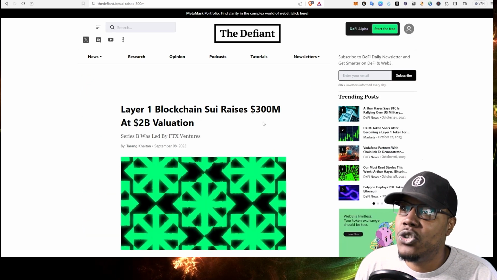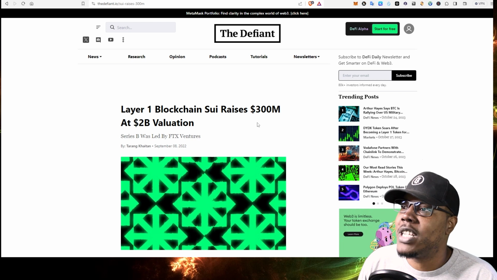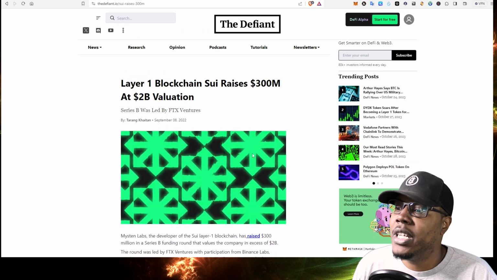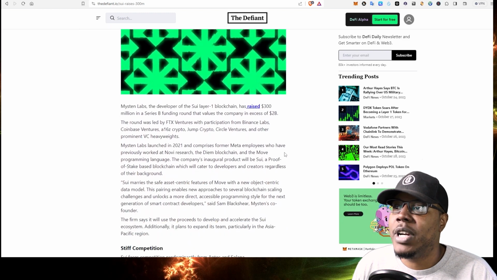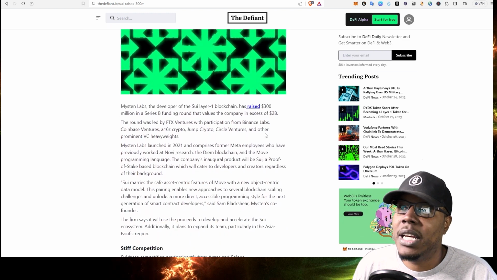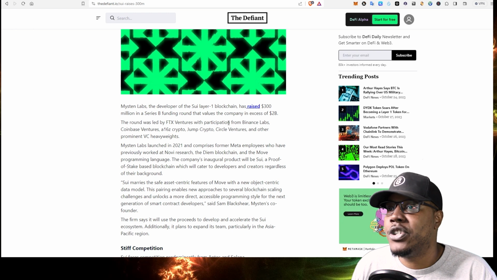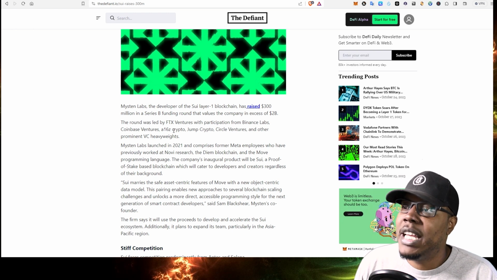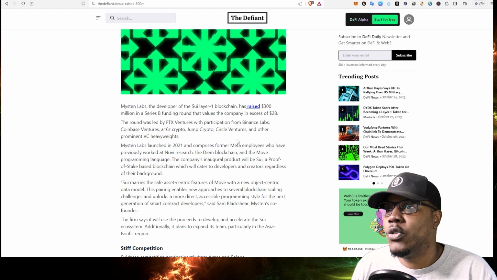Layer 1 blockchain Sui raises $300 million at a $2 billion valuation. So that's pretty good right there for Sui, to be earning all that money. Got some venture participation from Binance Labs, from Coinbase, A16Z. They're always jumping into the good crypto projects.